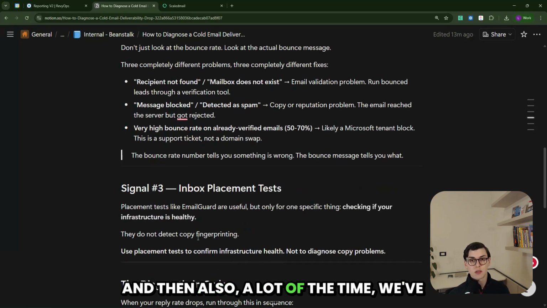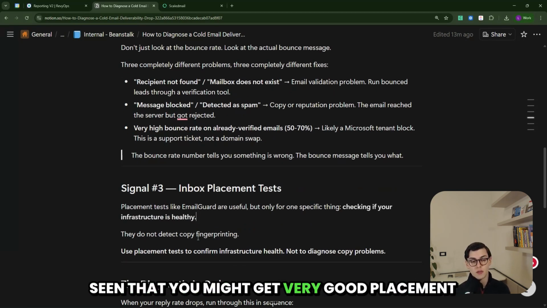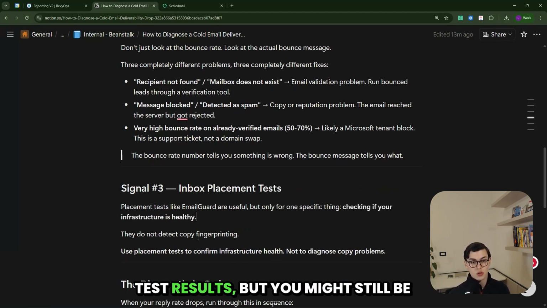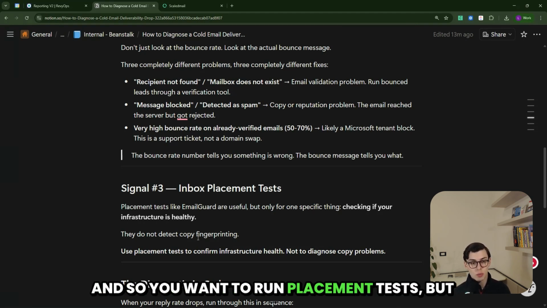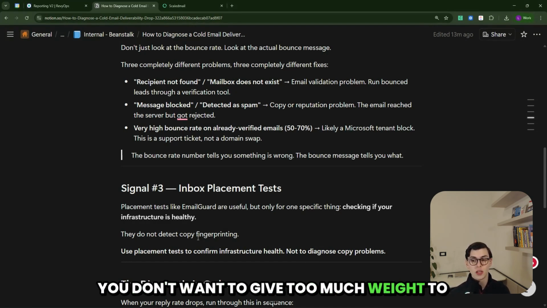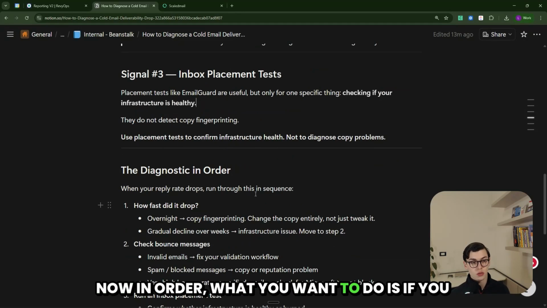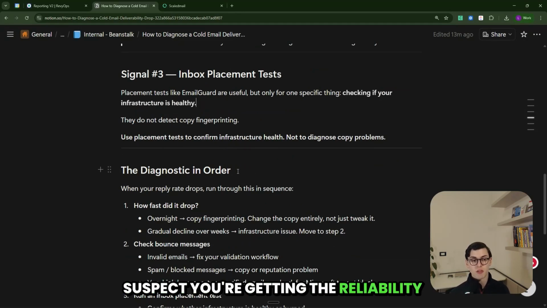And also, a lot of the time we've seen that you might get very good placement test results, but you might still be landing in spam in some cases. So you want to run placement tests, but you don't want to rely too much on them. You don't want to give too much weight to the placement tests because in some cases we've seen they are slightly inaccurate.